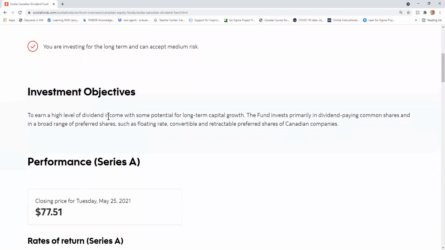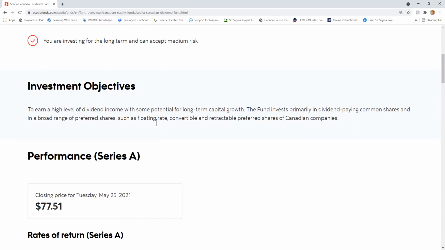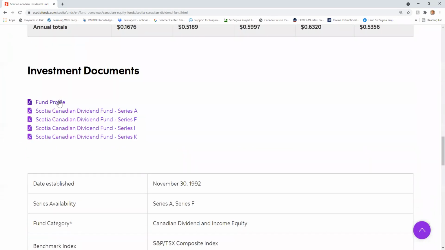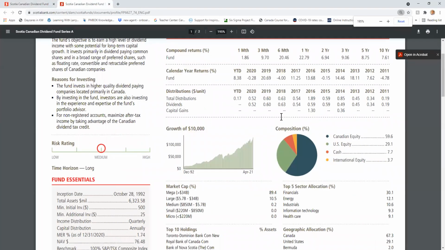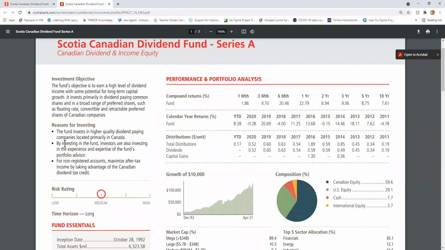And it is safe because it says here it is invested in preferred shares. As you recall, we talked about it yesterday. These are types of shares which will pay a fixed dividend. Okay, so let's take a look at the fund profile. Now here we have, as you can see, medium risk, a little bit more risky, and it is invested in high quality dividend paying companies located in Canada, right? So that is the purpose of this.